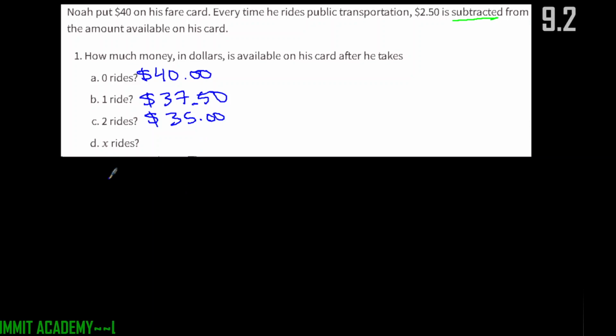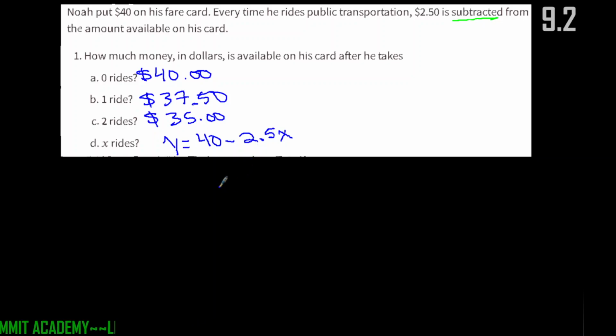Now, how can we write that for that part D? So X rides, well, it's saying to write an equation. So that's what we're trying to do. If we're trying to figure out what our equation would be, I could write it like this. I could say Y is going to be the dollars on the card. And the way to get that is by taking 40, and since we're saying subtracting, we'd say 40 minus $2.50, and we're saying for each X, where X is the number of rides. So as long as you have minus 2.5X, that way you know what you should have.